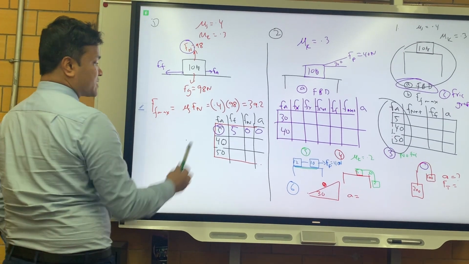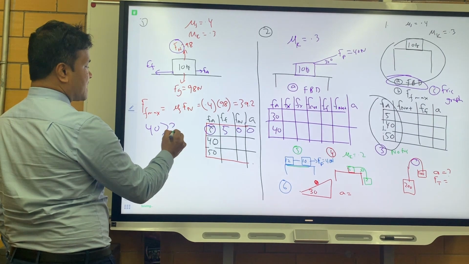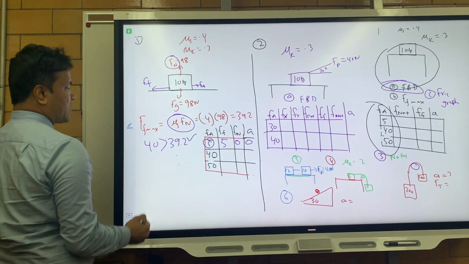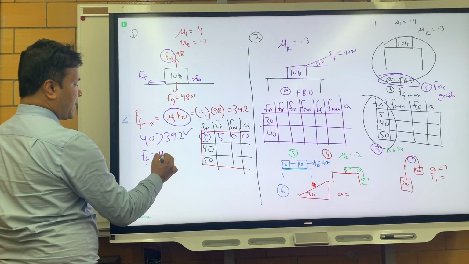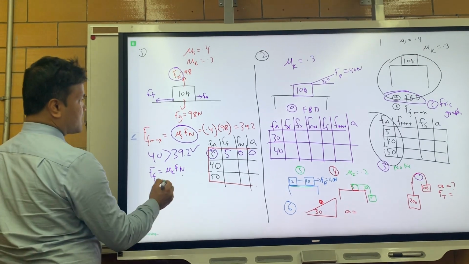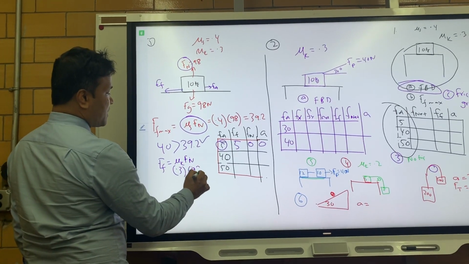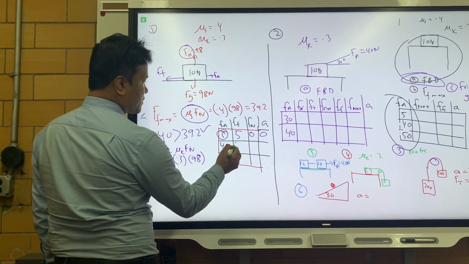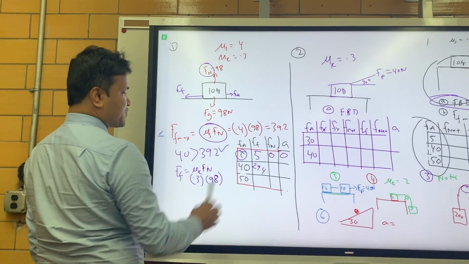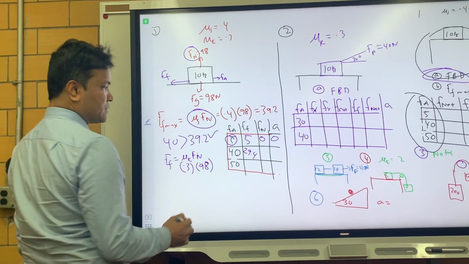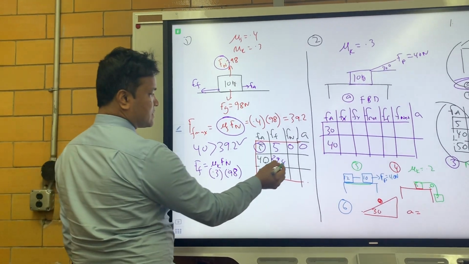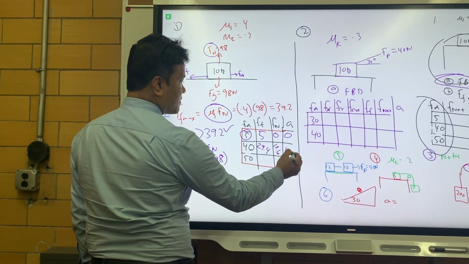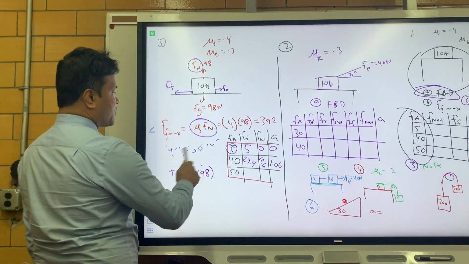Next one is what? 40. Is 40 greater than 39.2? Yes. So then we cannot use this formula. We have to use FF is equal to mu k Fn. And mu k is what? 0.3 times 98 is how much? 29.4. So then what is the net force? 40 minus 29.4. 10.6. Then what is the acceleration? Divide by 10. 1.06.